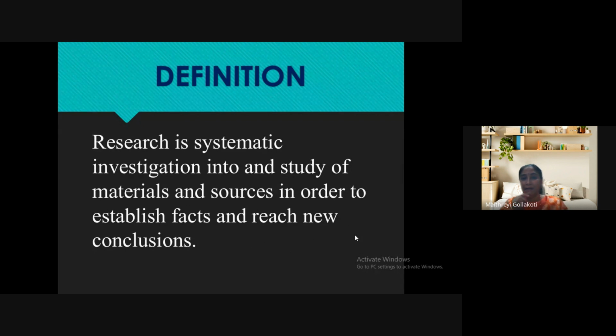And for every research, we need source materials. Means the reliable sources on which we can think of and on which we can research. Sources should be original. Sources should be reliable. And when the sources are reliable, then we can establish facts. And when we can establish facts, we can reach conclusions. Next slide.